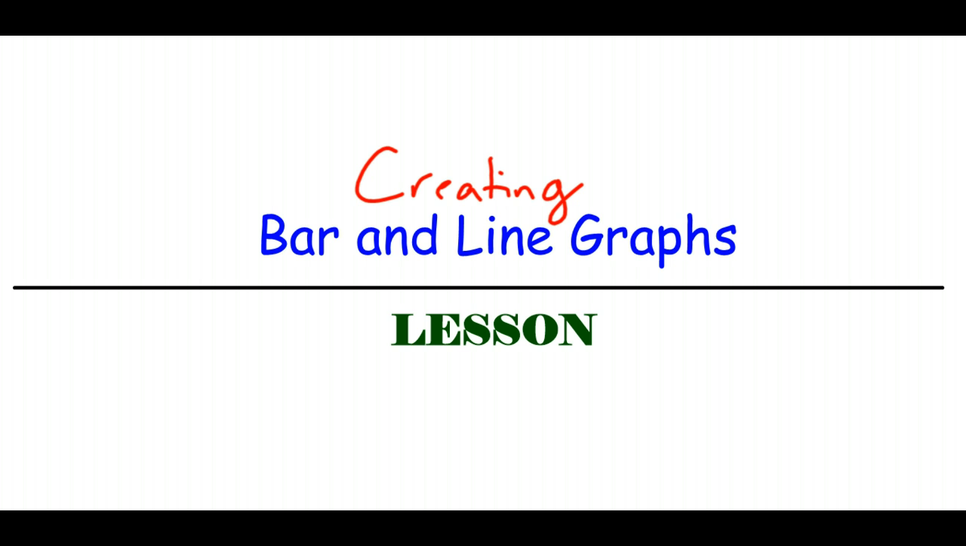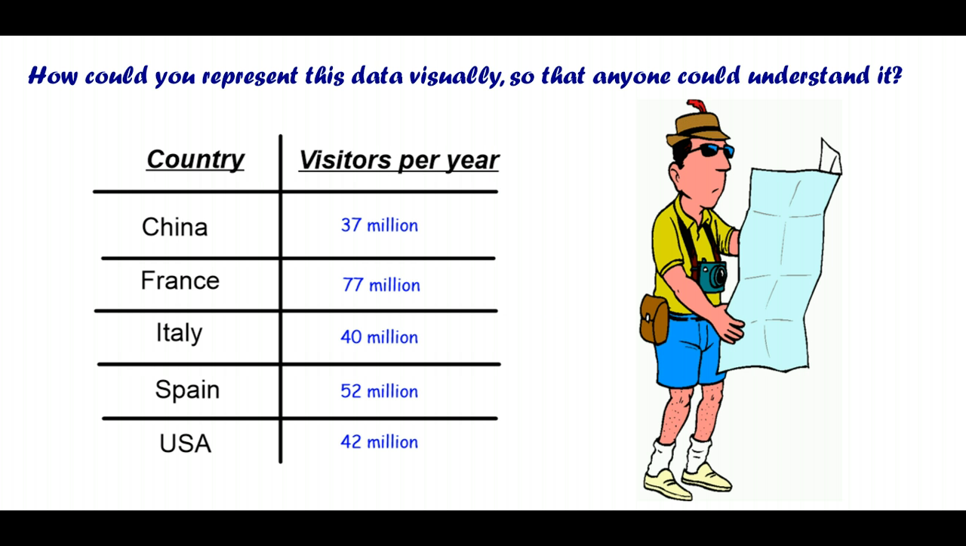So first, before we even get to bar and line graphs, I just want you to think, if we had this table of these 5 countries, China, France, Italy, Spain, and the US, and a number of visitors that they get every year, 37 million to China, 77 million to France, etc. You can read it. We would be interested in how can we represent this data visually? Some way that everybody could understand, even this very confused looking tourist off to the right.